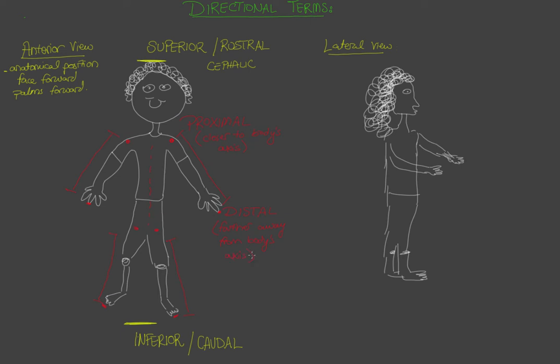Okay. Similar for the feet, proximal would be the area closer to your hips, and distal would be the area closer to your toes. So if you wanted to practice, you can say, for example, the knees are going to be proximal to the toes. The elbow is going to be proximal to the fingertips. We can also say that the fingertips are distal to the elbow or to the shoulder.